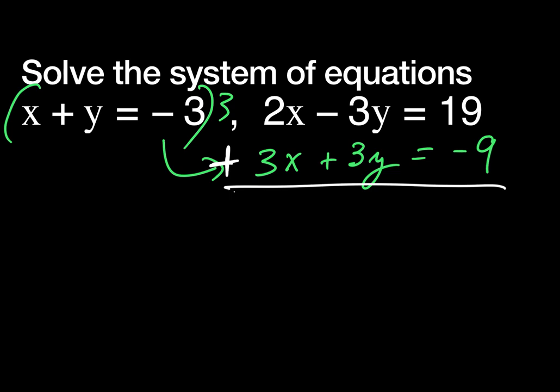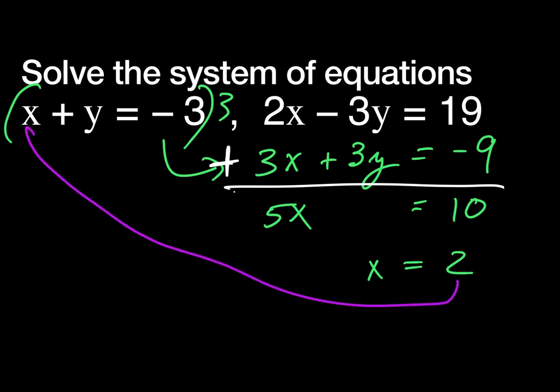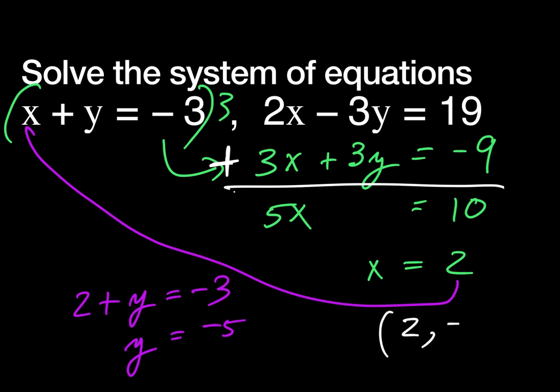Add those two equations up. 2x and 3x is 5x. Negative 3y, positive 3y adds to 0. Over here it'll add to 10. x equals 2. But I'm not done. Need to put that up there. 2 plus y equals negative 3. y equals negative 5. So my final answer is the point 2 comma negative 5.